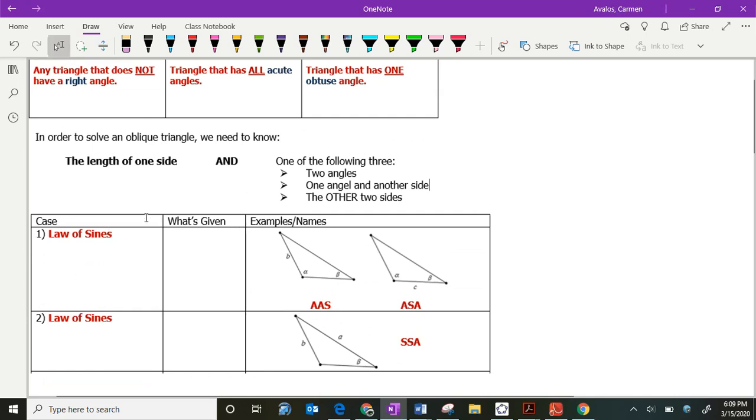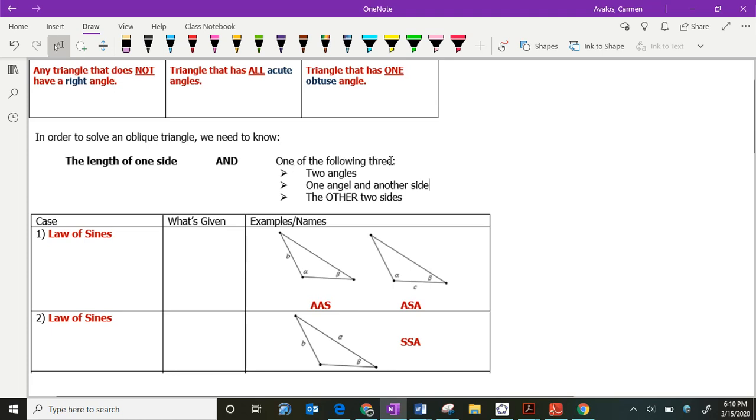And there's actually two cases in the law of sines. We're going to be talking in this video about case number 1. And then case number 2 is going to be a separate video because that's going to take us some time. So in order to solve any oblique triangle, you're always going to be given one side. So it's always going to have a side in it. And then they're going to give you some more information.